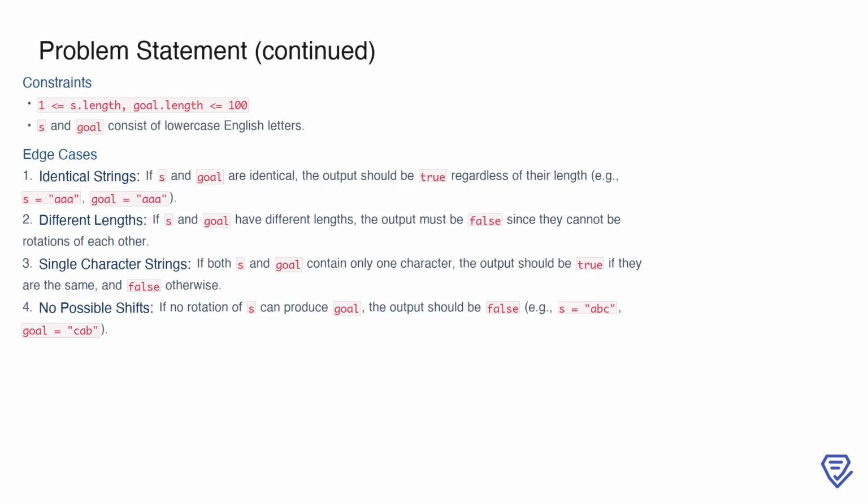Now, let's consider the constraints and some edge cases. The lengths of s and goal range from 1 to 100, and both strings consist only of lowercase English letters. For edge cases, if s and goal are identical strings, the output should always be true, as no shifts are required. If the lengths of s and goal are different, the output must be false, since rotations are only possible when the strings have the same length. For single character strings, the output is true if they are the same character, and false otherwise. Lastly, if no sequence of shifts can make s equal to goal, the output should be false.